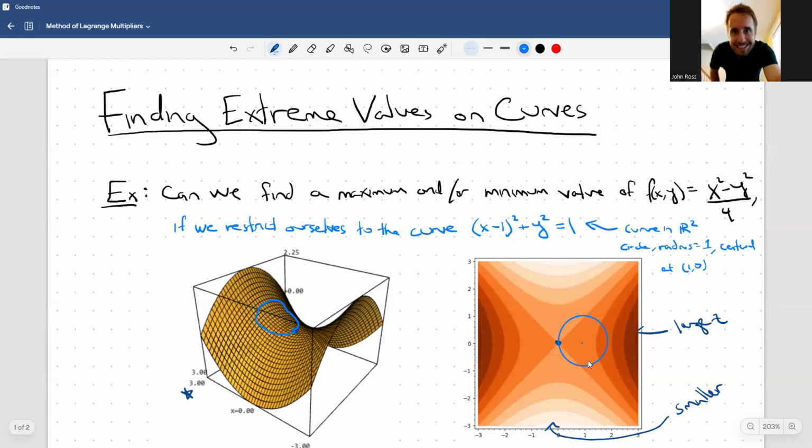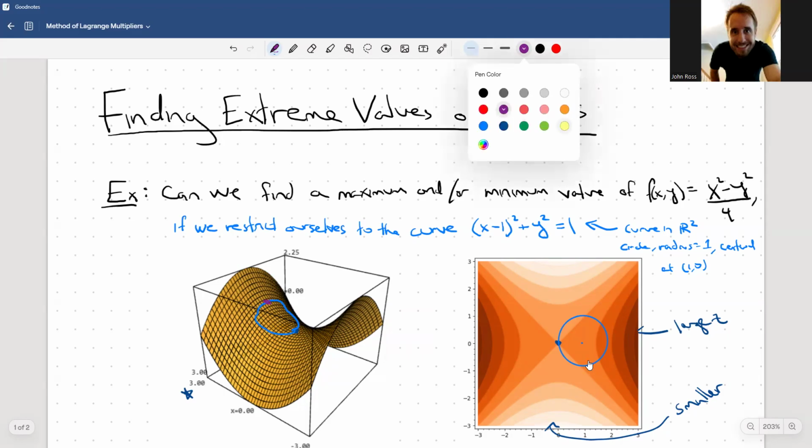And I'm not looking inside the circle, I'm just looking at the points on the circle. So what does this leave us with? Well, we can see it in either picture, really. What we'll notice is that there actually is a maximum and a minimum value on this circle, if I'm only looking at the circle. And I'm going to focus on the maximum value. The maximum value is really going to correspond to this point over here.